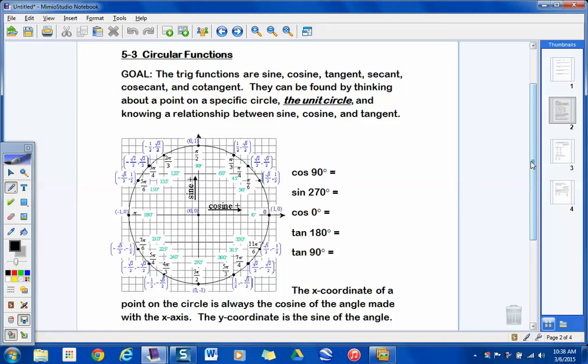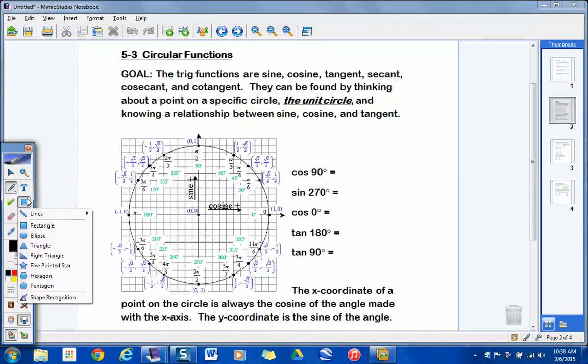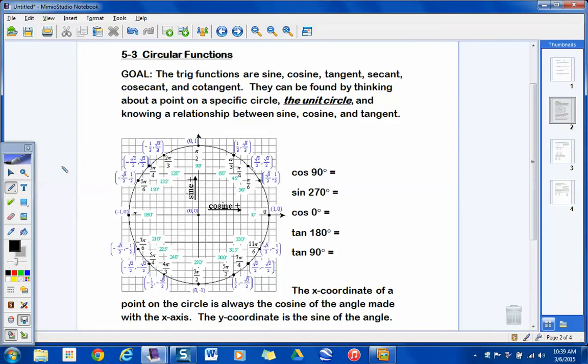I think Nathan described it best when he said the unit circle is a circle where the radius is 1 everywhere. So let's go ahead and take a look at this goal and ask ourselves what we're doing. Guys, the goal today is to be able to look at the trig functions, sine, cosine, tangent, secant, cosecant, and cotangent. We can do these by thinking about a point on a specific circle that's called, what's that name again? The unit circle, and knowing a relationship between sine, cosine, and tangent. We'll make this as easy as possible for you today, but here's what's really going on.